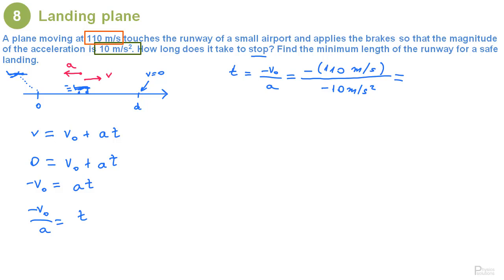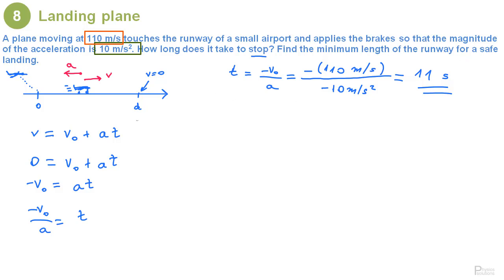The two minus signs here will cancel, and we're going to end up with a positive quantity. In this case, 110 divided by 10 is just 11. And the units, we have meters per second divided by meters per second squared. Therefore, there will be an extra second in the numerator, as expected, because we're finding a quantity which is time. And there we have it. This is the answer for the first part. How long does it take to stop? 11 seconds.